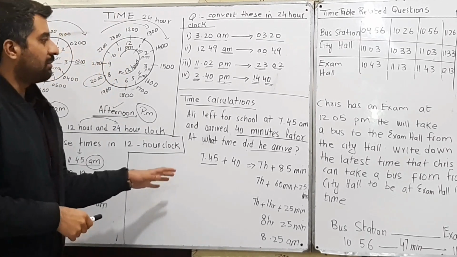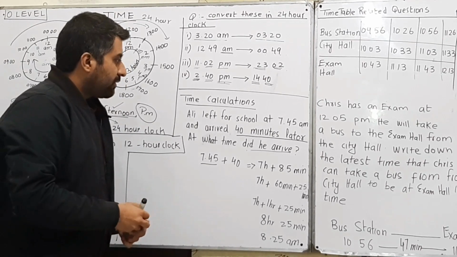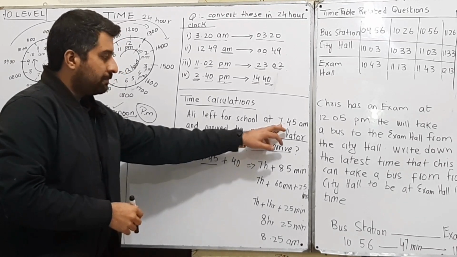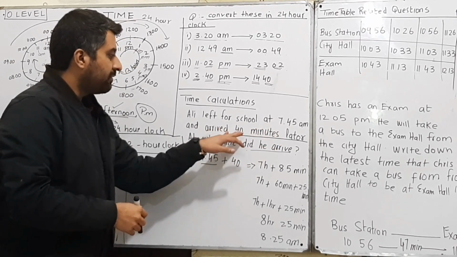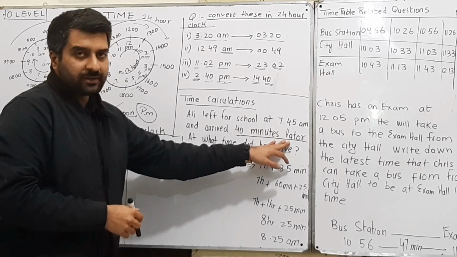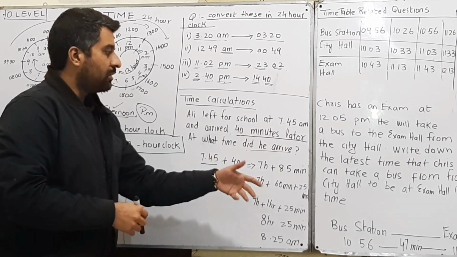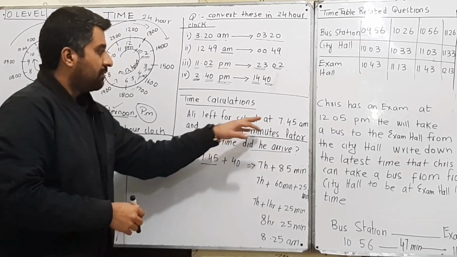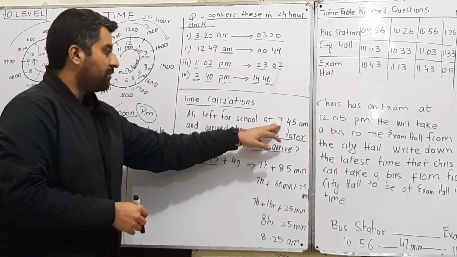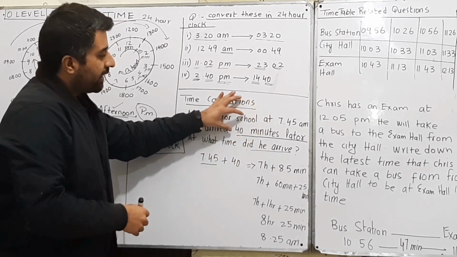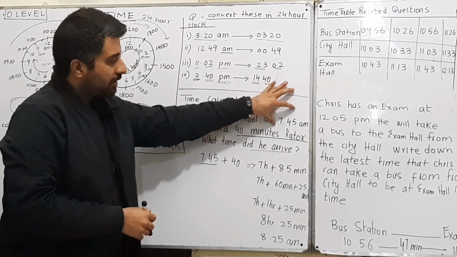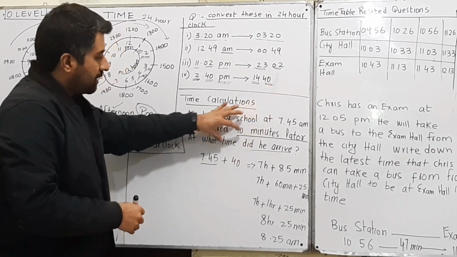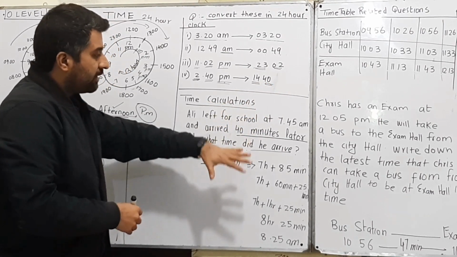We are going to do some applications of time. Ali left for school at 7:45 AM. He arrived 40 minutes later. He reached school 40 minutes later. Meaning if he left at 7:45 AM, you need to add 40 minutes to 7:45 to find the time when he will be in school.